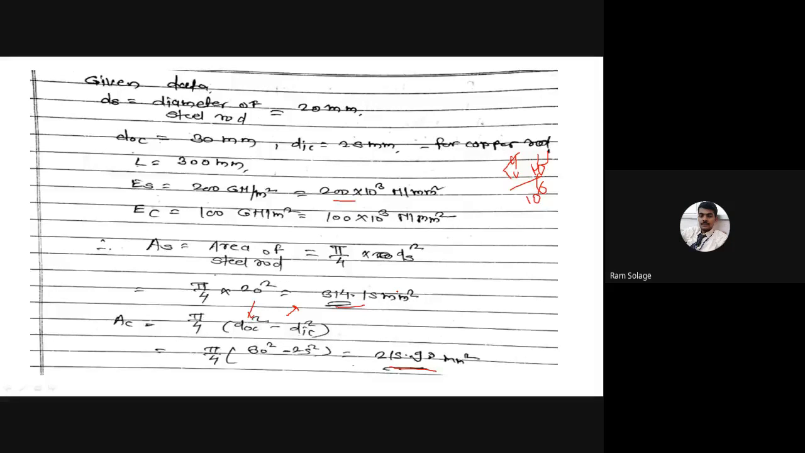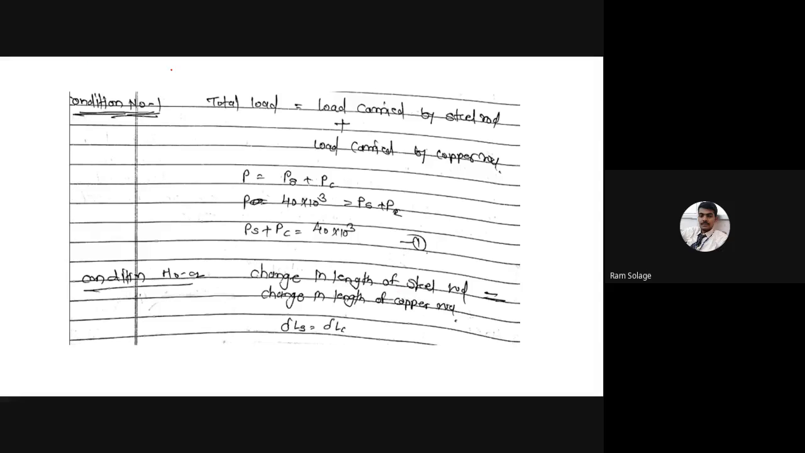Okay. Now, condition number 1. What is condition number 1? In a composite material, condition number 1 is about the total load. P is equal to the load carried by the steel rod plus the load carried by the copper rod, or we can say the copper tube. Instead of rod we can also write tube, no problem. Write down condition number 1.